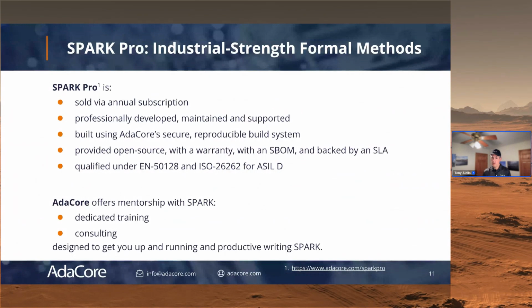Spark Pro is industrial strength formal methods. So Spark Pro is our professional offering for Spark. We sell this via an annual subscription. It's professionally developed, maintained, and supported. We build it using AdaCore's secure, reproducible build system, and we provide it to you open source with a warranty, with a software bill of materials, and we back it by our service level agreement. Spark has been qualified under EN 50128 and more recently under ISO 26262 to ASIL D. This is work we did with NVIDIA.